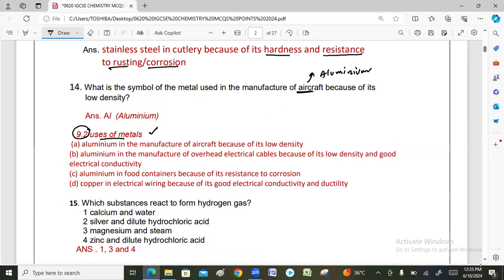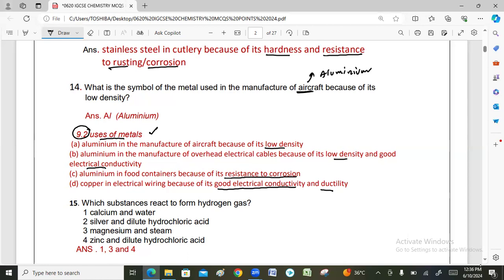Let me tell you about the 4 points. Aluminium in the manufacture of aircraft because of its low density. Aluminium in the manufacture of overhead electrical cables because of its low density and good electrical conductivity. Aluminium in food containers because of its resistance to corrosion, and copper in electrical wiring because of its good electrical conductivity and ductility. So there are some uses of aluminium and copper.